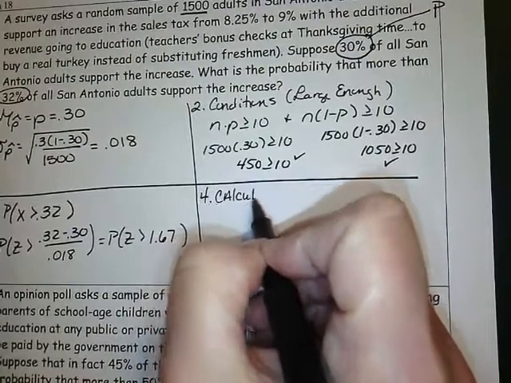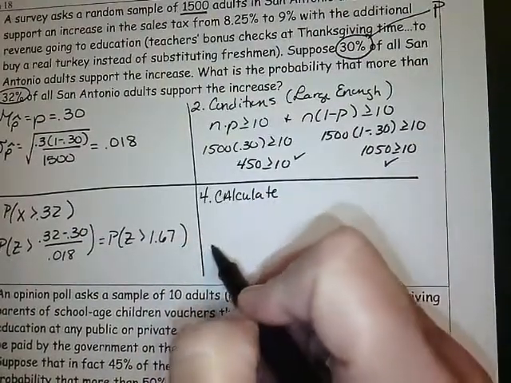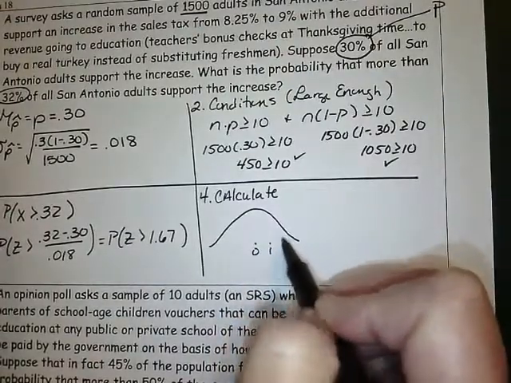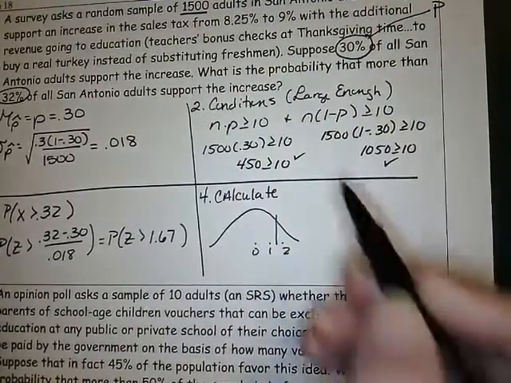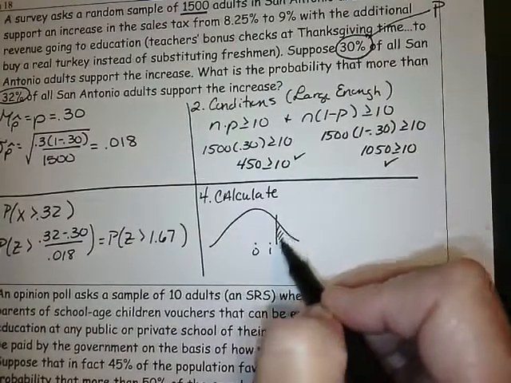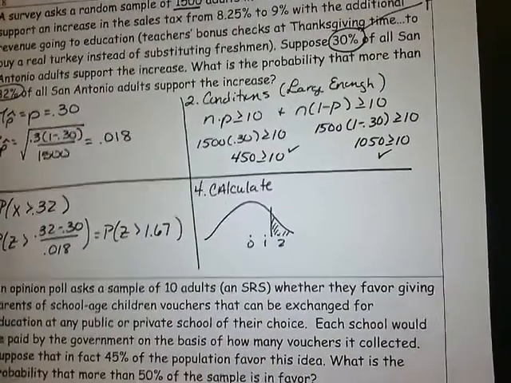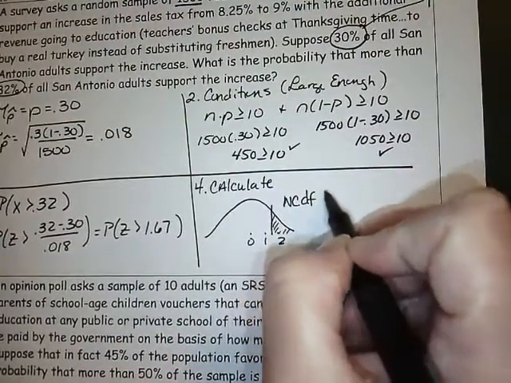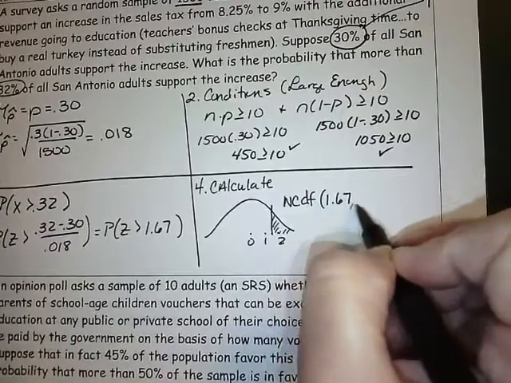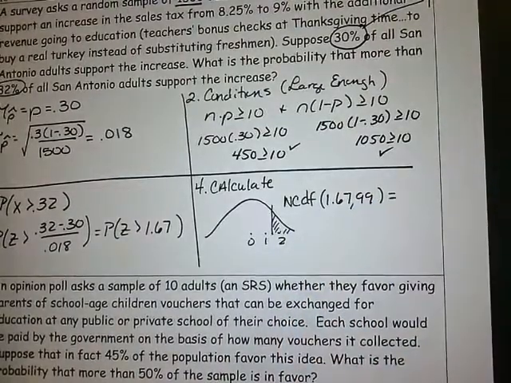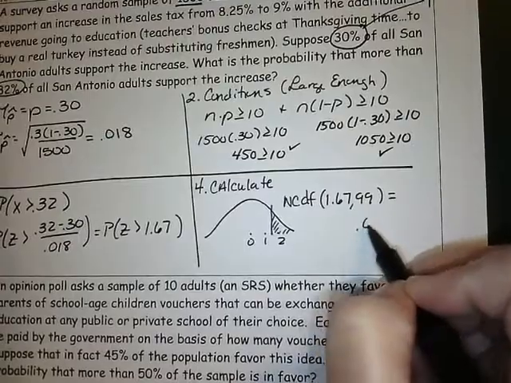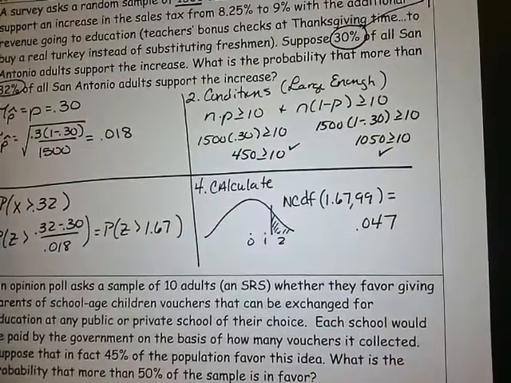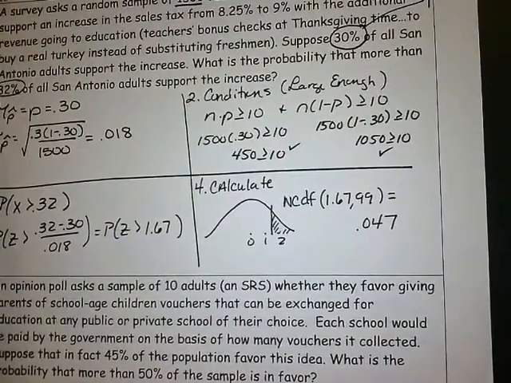I'm going to actually calculate it. So now I have my curve, and I have 0, 1, 2, 1.67 is about here. I'm doing greater than that, so I'm shading in this. So how do I go about calculating that? I'm going to go to normal CDF, and I'm going to go from 1.67 to positive 99. And then I'm going to get 0.047, which is about 4.7%. All right, so keep going.